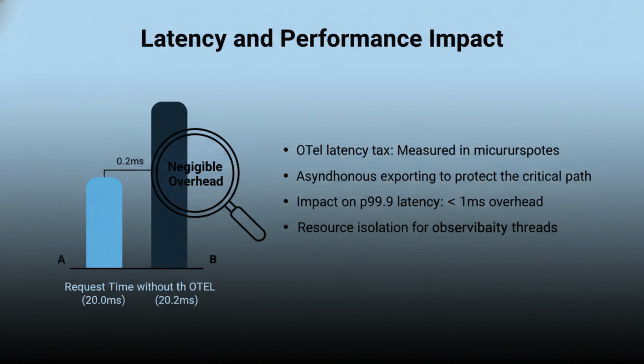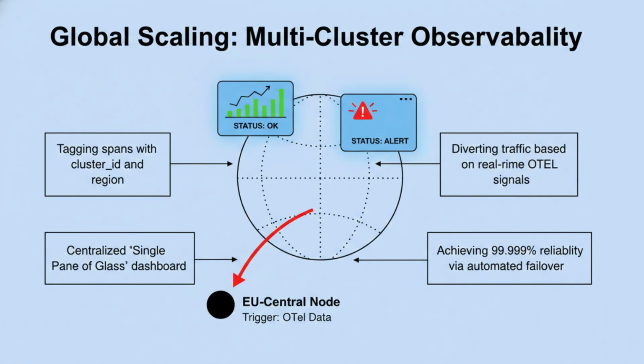The key to maintaining high availability is ensuring that the export process is asynchronous. The ingress controller should never wait for the OTel collector to acknowledge a trace before responding to the client. By offloading the export to a background thread or a local buffer, we protect the critical path of the user request.